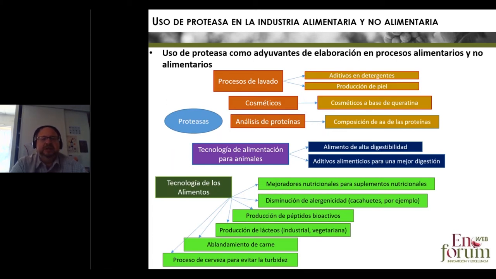In the human food industry, they can be used also for nutritional aspects, but also for decreasing the allergenicity of some foods, like peanuts, the production of bioactive peptides, production of cheese, to get the meat more tender, and obviously during beer processing to avoid haze formation.